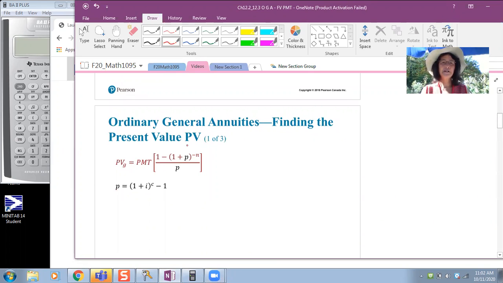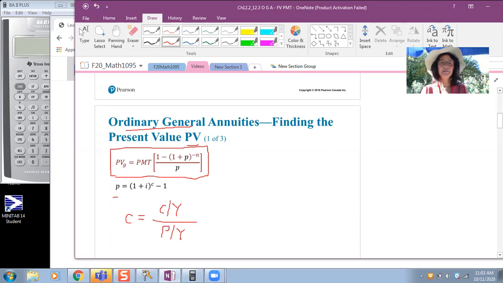The formula to calculate the present value of an ordinary general annuity is given here. In this formula, we use the equivalent rate per payment period P. P equals 1 plus I raised to power C. C is the number of interest compounding periods per payment interval. So C equals the number of compounding periods per year for interest, CY, divided by the number of payments per year, PY. That is C. I is the periodic interest rate, and N is the term.